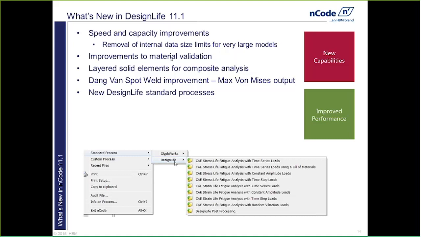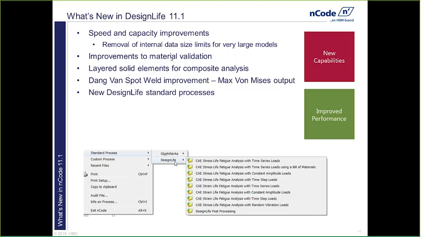We've also added some extra output to the Dang-Van, well, not just for spot weld, but for the complete Dang-Van engine. So when you're calculating a safety factor on the Dang-Van analysis, you can also output the maximum von Mises stress that also occurred at that point. Just a way of looking a bit more carefully at the stress at that point.